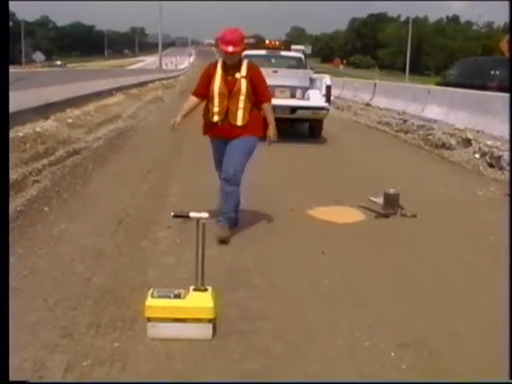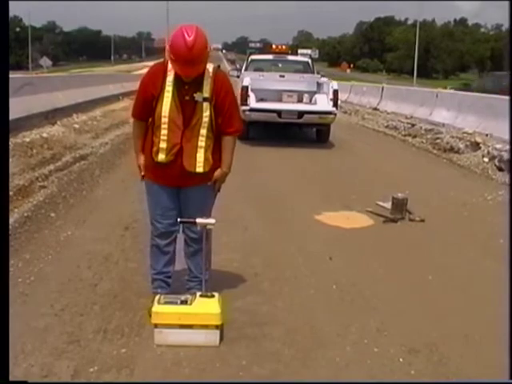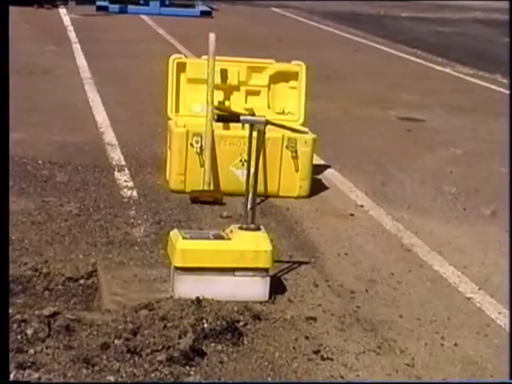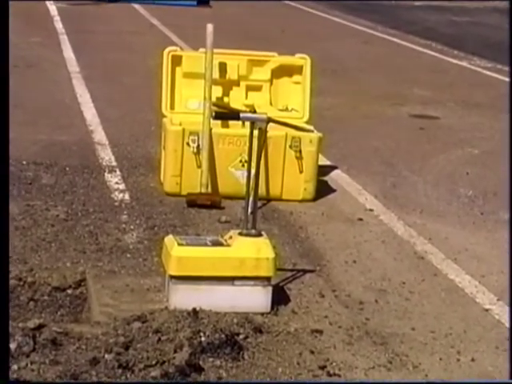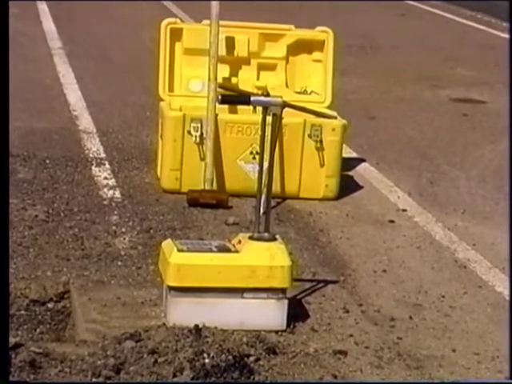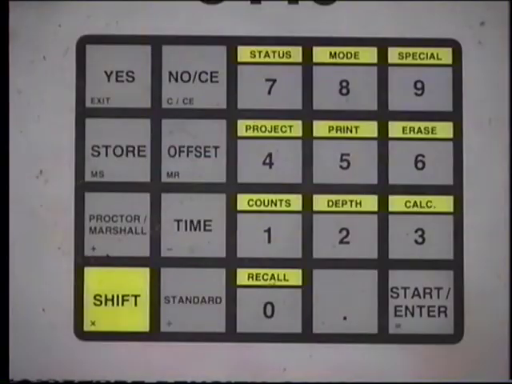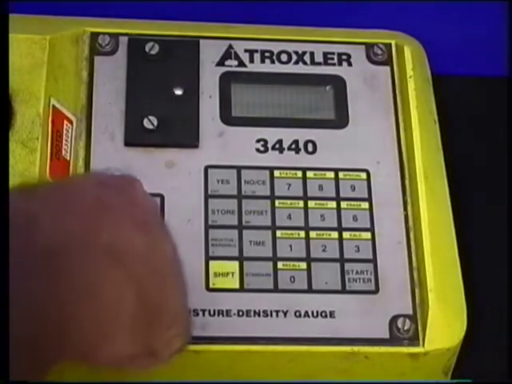The nuclear device. Let's take a moment to become familiar with the features and controls of the nuclear device. This is the nuclear device. It contains the radioactive sources, electronics, and the rechargeable battery packs. This is the keypad or control panel. This particular device has 22 keys, 20 in the control section and the on-off keys.